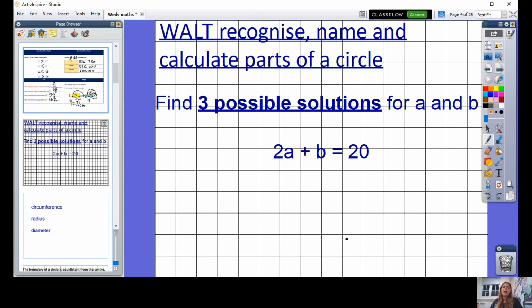Please pause the video now, write the date and the learning objective, and have a go at the do now questions. We'll go through them once you have had a go.